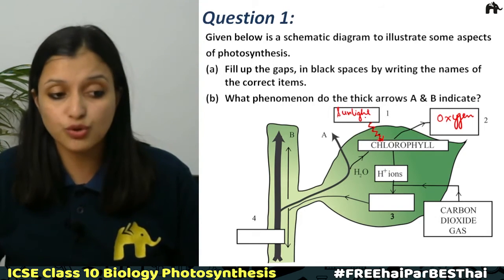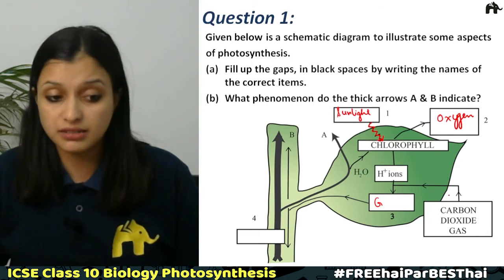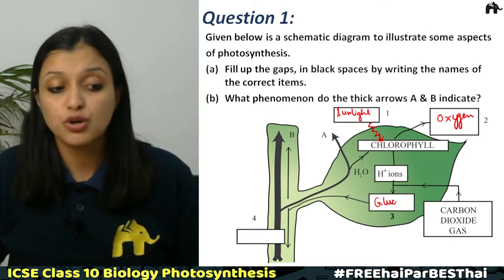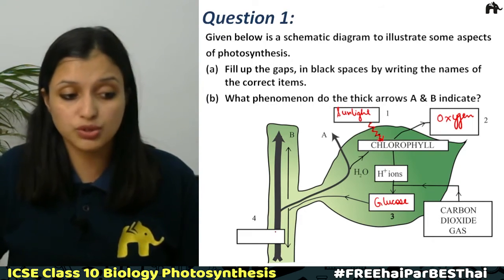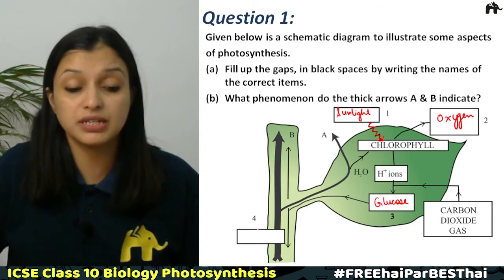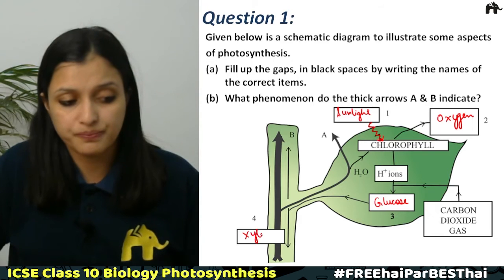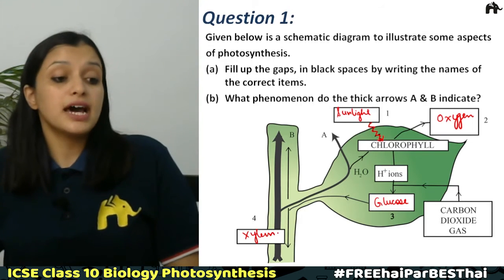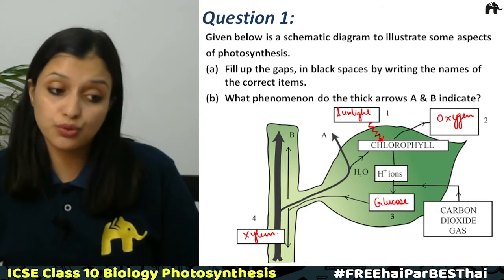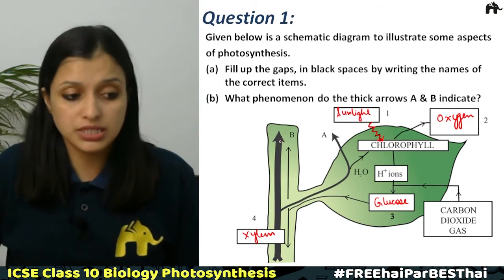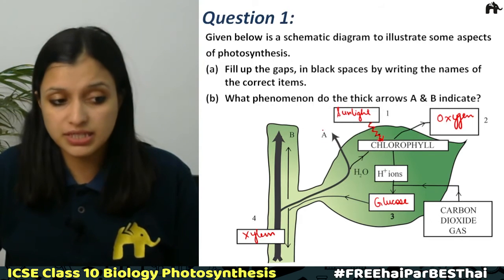So using chlorophyll, sunlight, water, and also carbon dioxide gas, what is being formed? Glucose is being formed, right? And now what is this fourth one? What is happening? There is the movement of water through xylem tissue. Correct. Now the next one is, what phenomena do the thick arrows A and B show? So this is arrow B, this is arrow A, right?